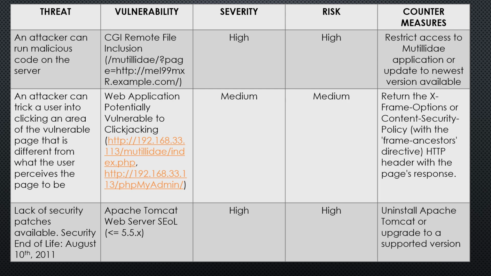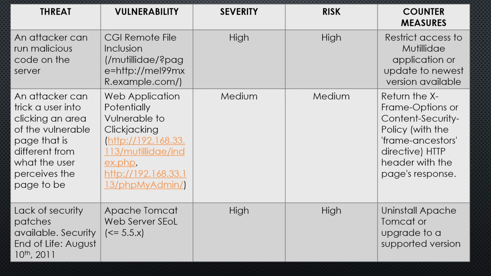Secondly, the Mutillidae index PHP page and the phpMyAdmin page are both vulnerable to clickjacking. An attacker can trick a user into clicking an area of the vulnerable pages that is different from what the user perceives the page to be. So even though the vulnerability name is clickjacking, there's also an element of it being potentially subject to cross-site scripting. The best way to mitigate both of these vulnerabilities is to return the X-Frame-Options or Content-Security-Policy HTTP header with the page's response.